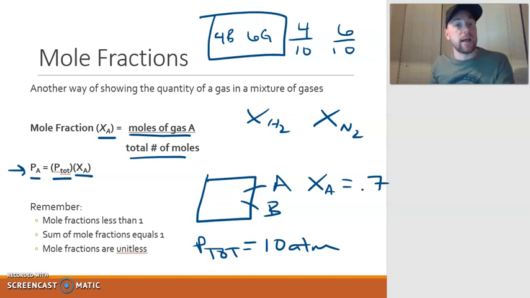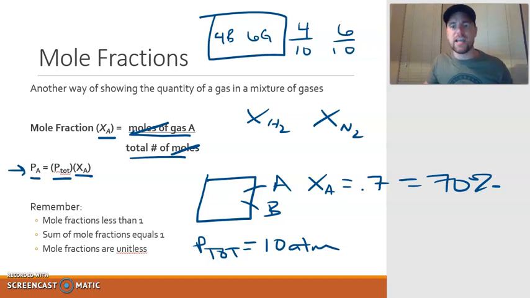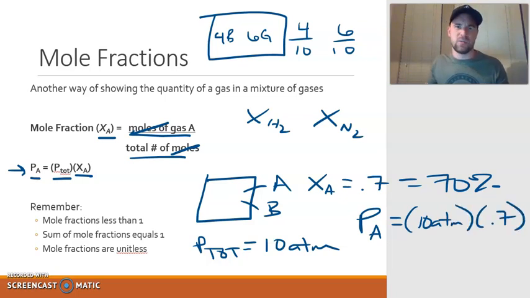Mole fractions are unitless, by the way, because if you're doing moles divided by moles, the moles cancel out. So the mole fraction for gas A, let's say, is 0.7. That's the same thing as saying 70% of this mixture is gas A. So to figure out the partial pressure for gas A, in other words, the pressure just from gas A, you would ask what's the total pressure? Total pressure is 10 atmospheres. And what's 70% of that? So the partial pressure for just gas A would be 7 atmospheres of pressure.